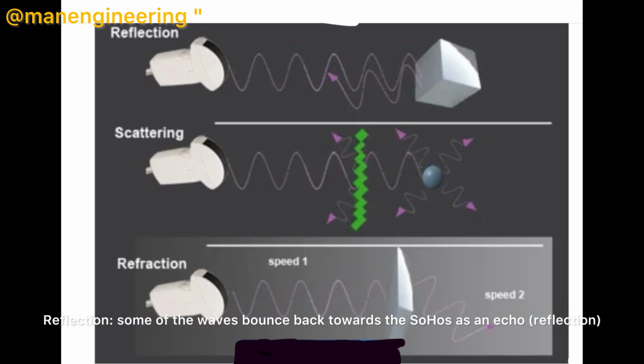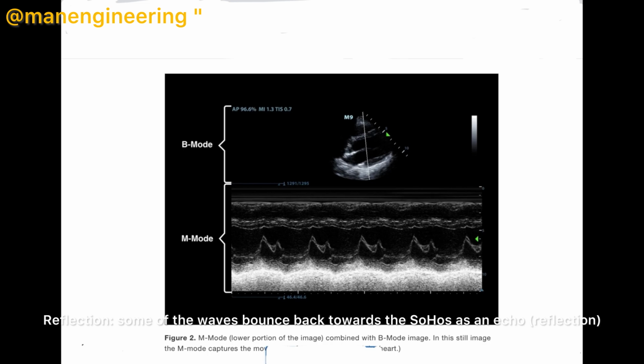Reflection: some of the waves bounce back towards the source as an echo. The angle of approach, incidence, is identical to the angle of reflection. The remaining sound waves travel through the second medium or tissue.